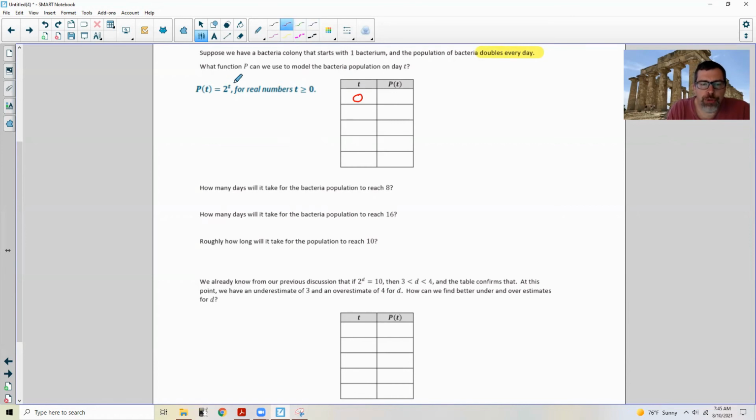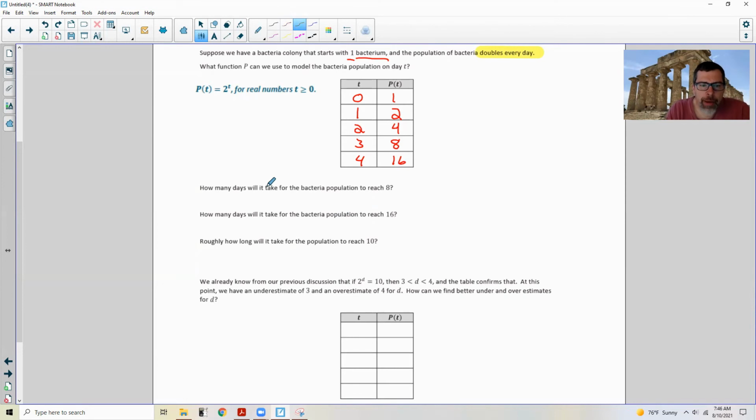So 2 to the 0 is 1. So we have one bacterium at the beginning. That's what this said, one bacterium. We're starting with 1. On day 1, 2 to the first power is 2. Then we're going to go on to day 2. 2 squared, we are going to have 4. It's going to double every day. So double 4 is 8, and that happened on day 3. Double 8 is 16, and that happened on day 4, and so on, and so on.